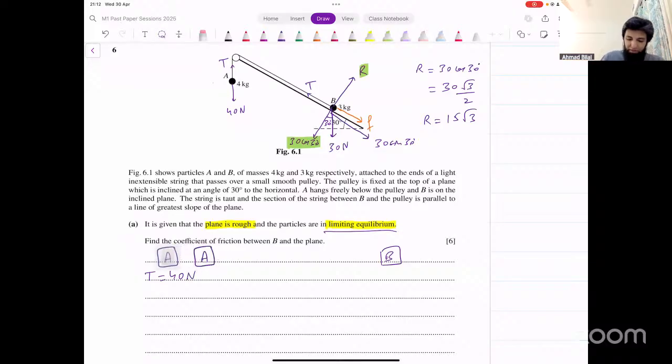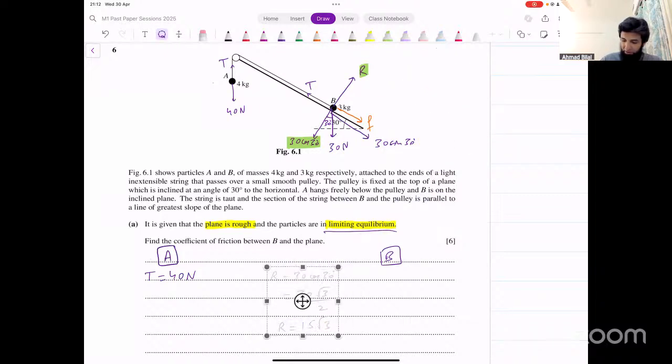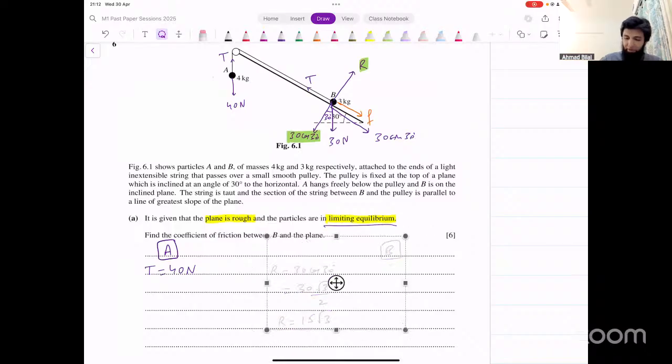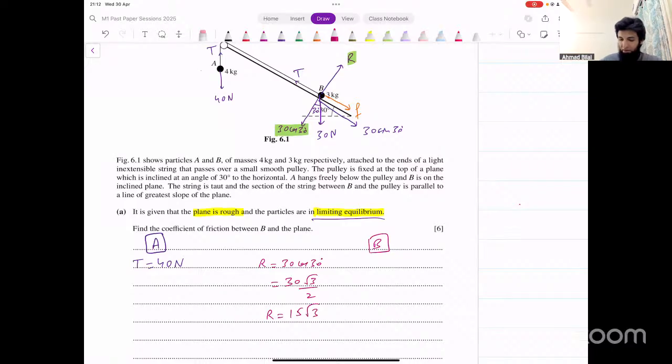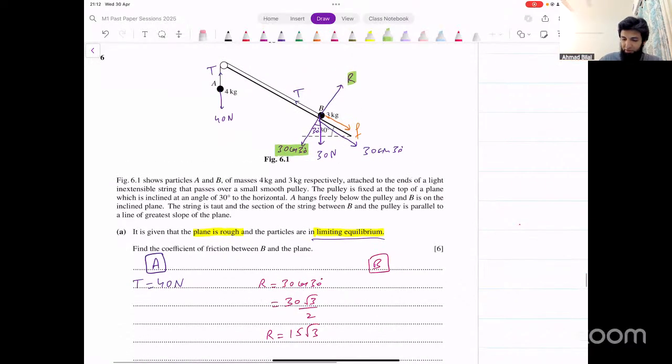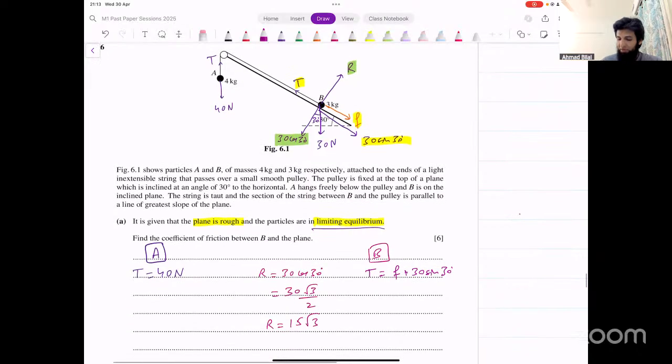For the object B, we have already done this calculation. Perpendicular forces are equal to each other, and the forces along the surface, what are they going to be? T equals F plus 30 sine 30. That's another equation that you get. Now, since it's limiting equilibrium, friction is going to be at its maximum value, and we know the value for T. T is 40. F is equal to mu R.